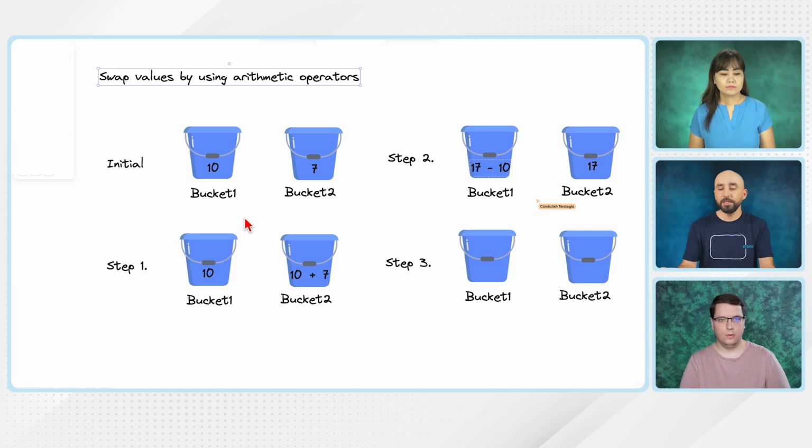Yeah, bucket 1 is basically already swapped, right? Because initially it was 10, right now it's 7. Basically, the first part is done. We swapped the bucket 1 value. Right now, what is left? Bucket 2. Bucket 2 has to be 10, but right now I see it is 17. What will we do, Junula?